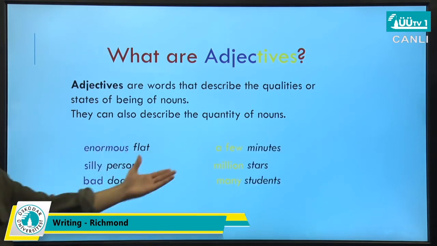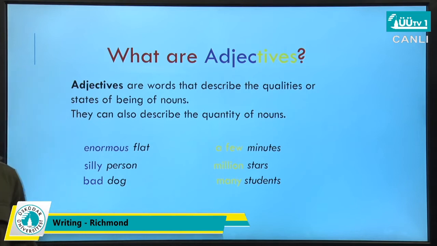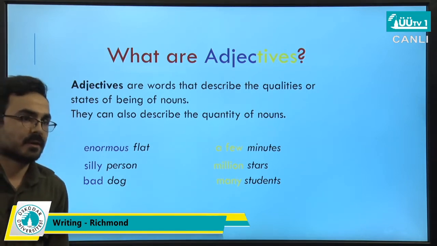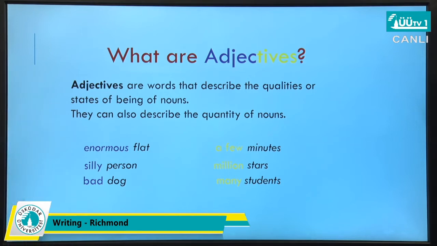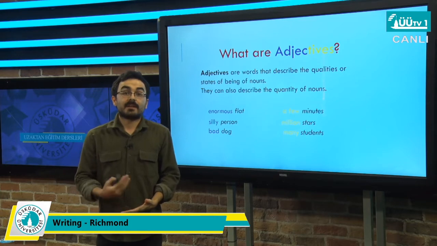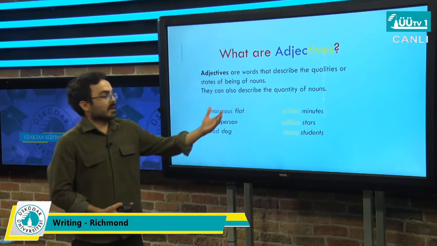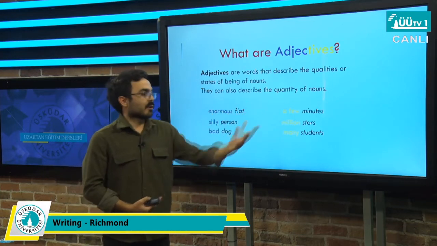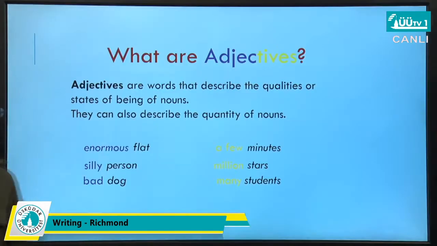And this is the quantity of nouns. What do I mean when I say quantity? Please don't get confused here. When I say quantity, I am talking about the digits, numbers. So, a few minutes, million stars, many students. These are the numbers and the digits we are talking about. They describe their state.